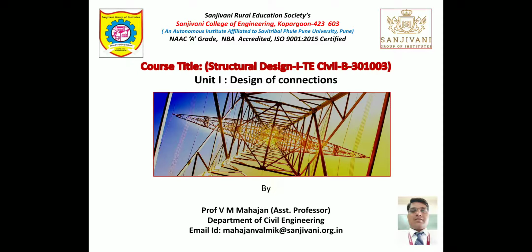We studied in the last lecture the classification of cross sections, which is mainly divided into four parts. Class 1 deals with plastic analysis, class 2 is compact section, class 3 is semi-compact, and the fourth one is class 4, that is slender. Now, today we have to learn unit number one, dealing with design of connections.